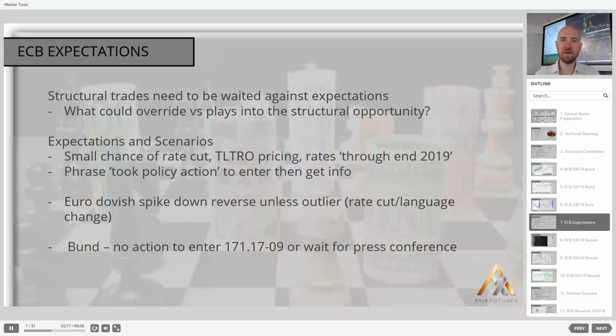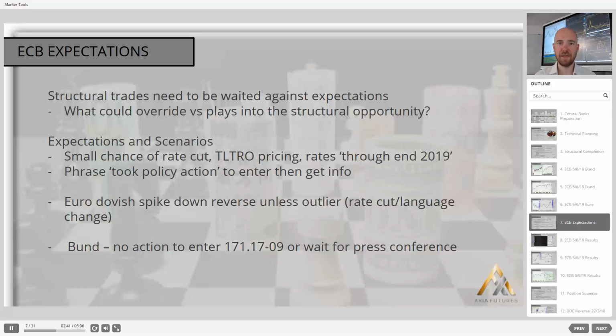The other thing to be looking for, and this goes back to the examples that we talked about when they first instituted QE, is that the phrase "took policy action" is very, very key. If this comes out at the beginning of the decision, that gives you a very strong clue that the ECB has taken some action. This then means that a trade can be taken on this.